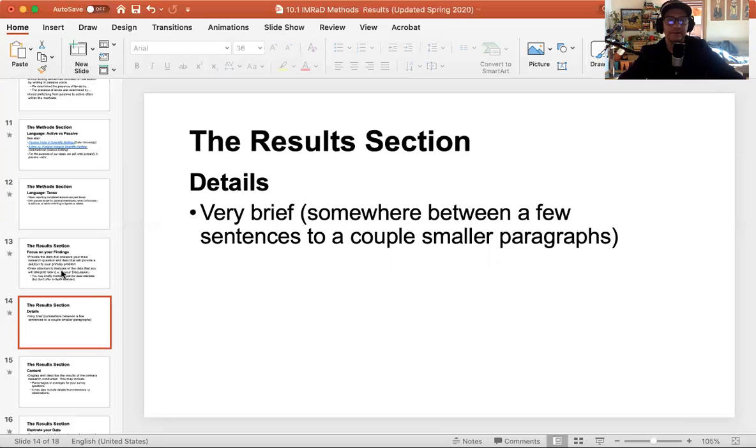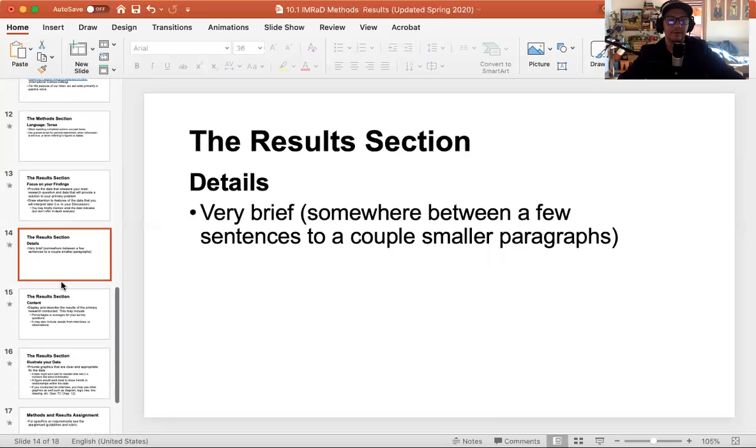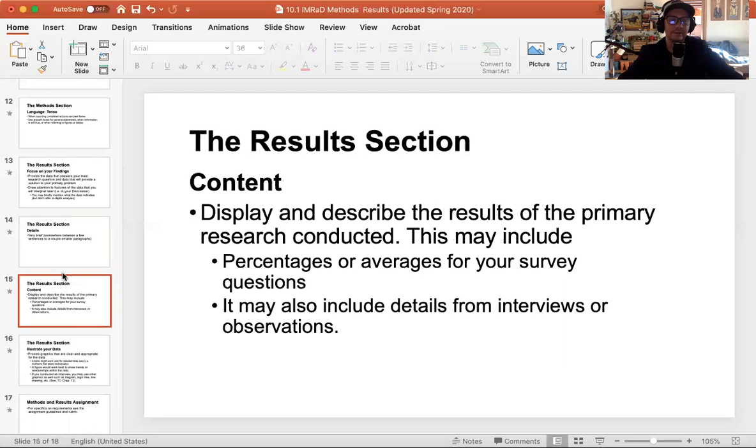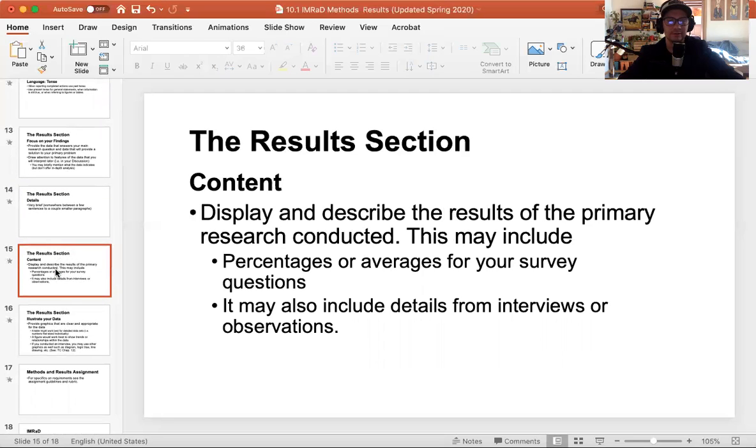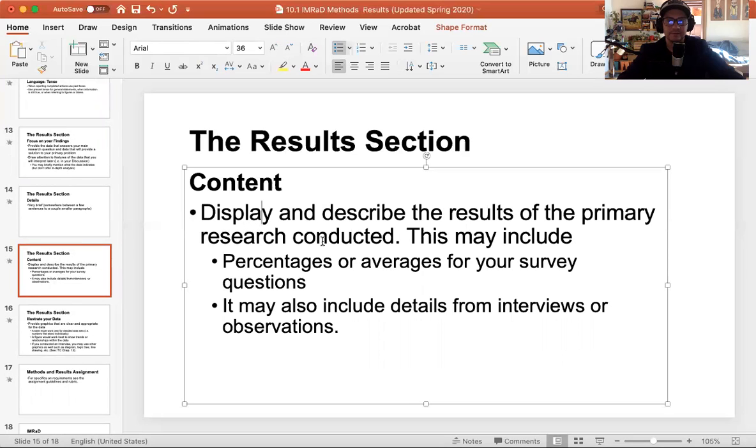All right. There are different ways. Well, let's work on content. All right. Display the results. So you could be talking about percentages or averages of your survey questions, aggregating that data and describing it.